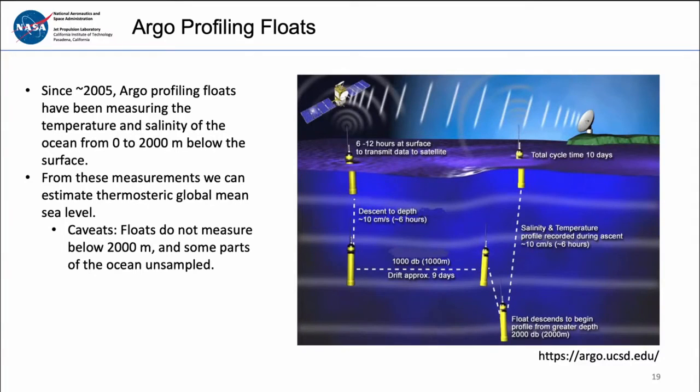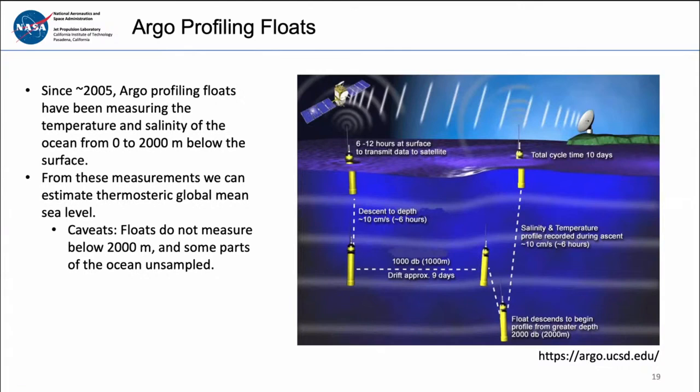The way these work is they spend most of their time below the surface of the ocean. They drift around the global ocean. There's about 3,000 to 4,000 of these in the ocean. I'll show that in the next slide. But they collect this information about the water column from 0 to 2,000 meters. Every 10 days, they cycle back up to the surface, they transmit that information, and then again, descend back down to depth, making these measurements.